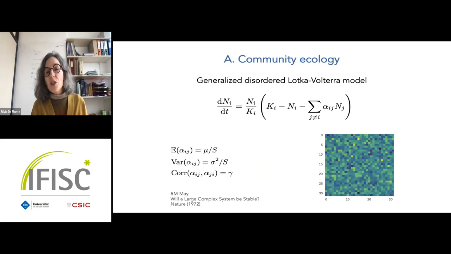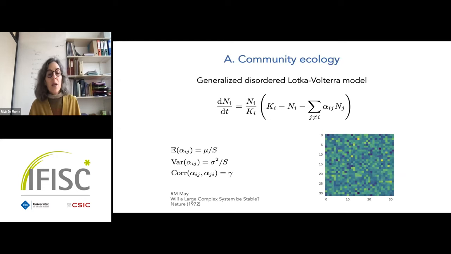So the ecological model we use, probably most of you know it better than I do, is the generalized disordered Lotka-Volterra model that describes a number S of species, each of which has density dependent growth rate. Therefore, in isolation, they have a carrying capacity Ki. And their effective growth rate is influenced by other species in the community through some coefficients, alpha ij, that determine the interaction between species.